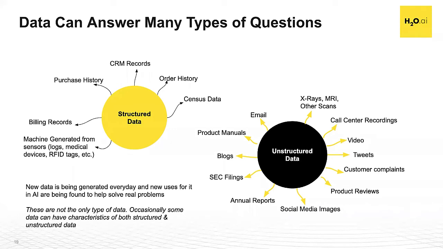The one thing that I want to just say before I leave this here is that there is new data that is generated every day, and there are new uses for it being found. And so these are not the only types of data that exist, and sometimes data can be structured and unstructured. But what I really wanted to point out is that there are major types of data that exist, and you should be able to recognize when something might be structured and when something might be unstructured.